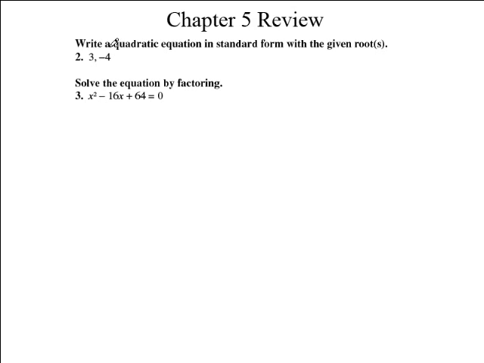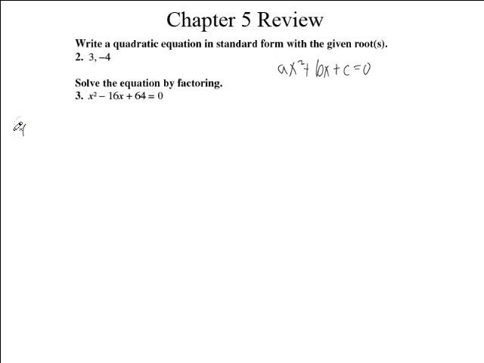Alright, let's look at number 2. It says write a quadratic equation in standard form with the given roots. Remember what standard form is. It's just ax squared plus bx plus c equals 0. So this is what we want to make this look like. It's kind of like taking a problem like this, solving for x, and there's your answer. But we're given the answer, and we want to come up with a question, if you want to think of it that way. There's two different ways to do this.